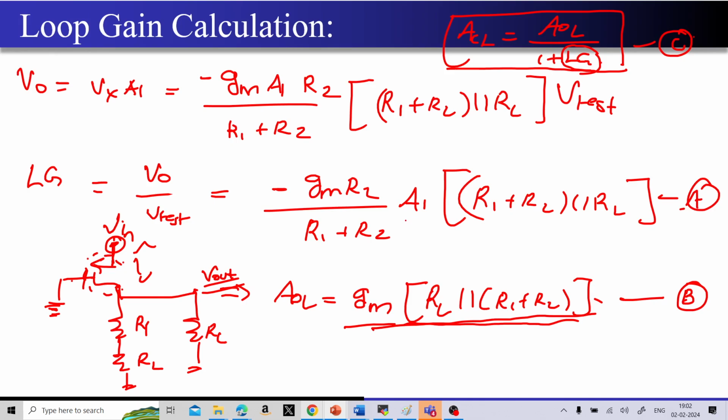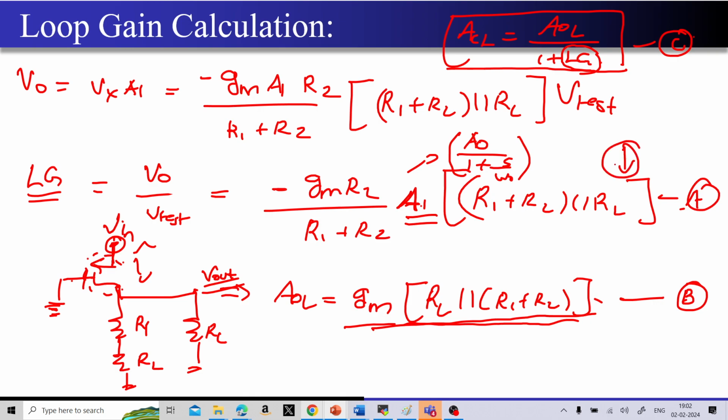So this is the loop gain that we have calculated. This was the A1 over here. Now if I replace this A1 with A naught divided by 1 plus S by omega naught, can you please tell me what will happen with the loop gain as the frequency increases? Will it decrease? It reduces, right? That is absolutely good.